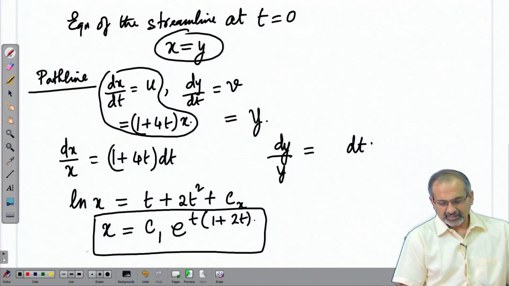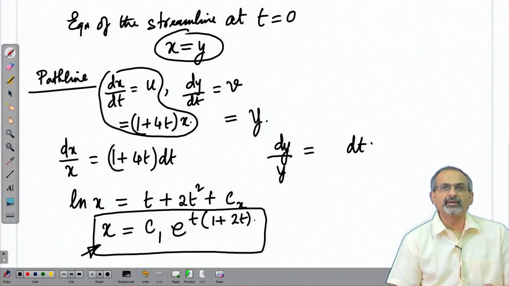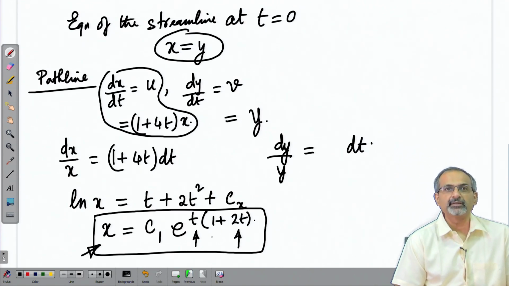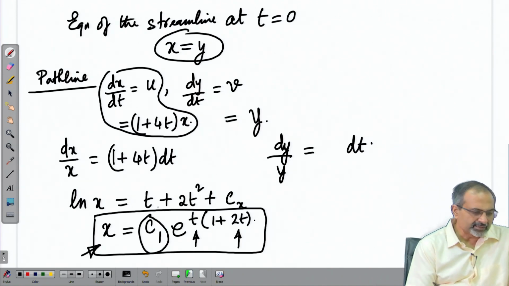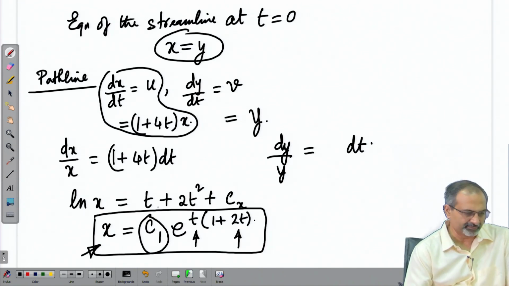Okay. So, you can see that it is actually going to tell us what is the location of that fluid element at a given time. So, when you substitute a time, non-zero time here, you will get the location of that particle, as long as you know the value of C 1. That C 1 value, of course, has to be worked out from the initial condition. We will do it later.